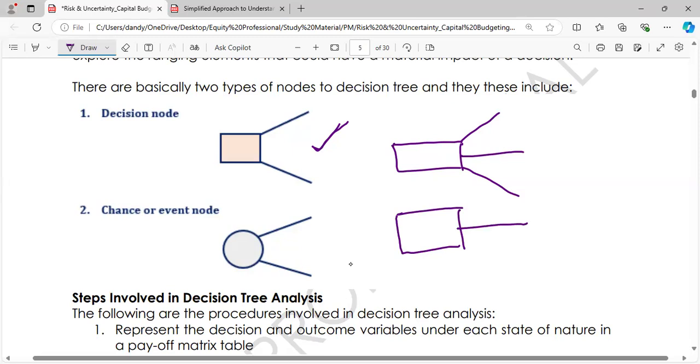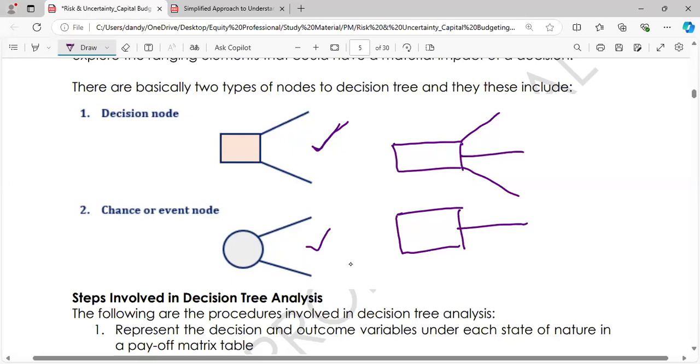So anytime you want to construct your tree diagram, you must start from the decision node. You work forward, incorporating all the scenarios as printed, including the probability, the state of nature, and all of that. Then when you now want to make a decision, you walk backward to the starting point, which is the decision node. So this second one, which is the chance node or event node, will be used whenever you have state of nature, where you have the probability of occurrence. Whenever you want to indicate probability of occurrence or state of nature, that's when you use the chance node to construct your tree diagram.